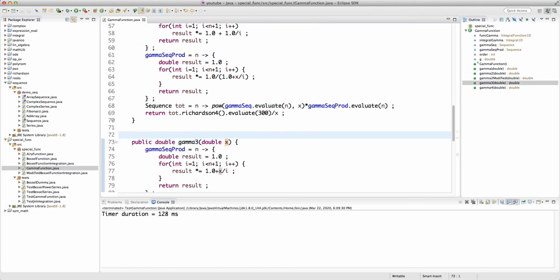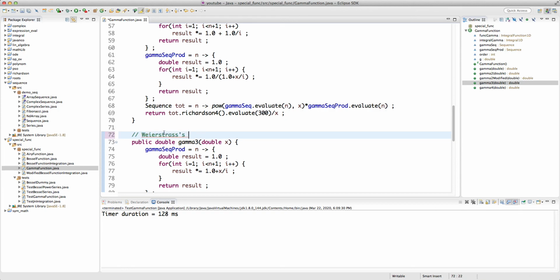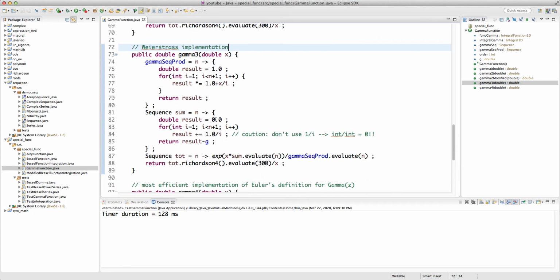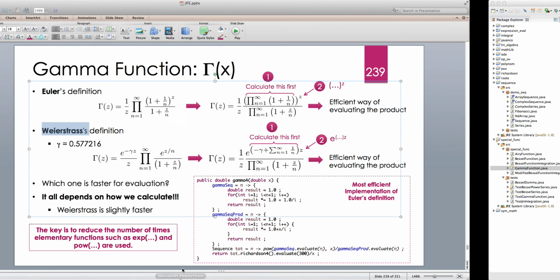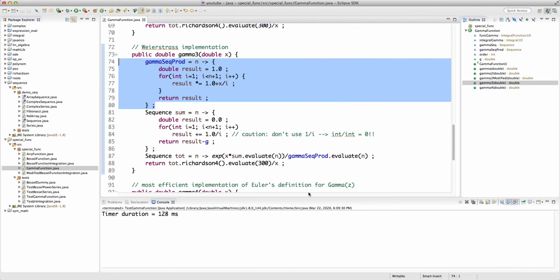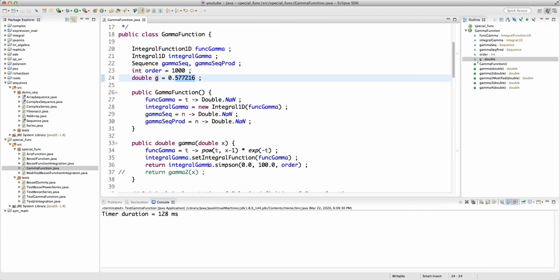Gamma 3 is the Weierstrass definition. So this is the Weierstrass definition implementation. Okay, so we are calculating 1 plus x over i and calculating the product, which is this one, the denominator, and then we are doing the summation in the exponent, 1 over i from 1 to n, and then reducing this by g, which is the Euler's number. All right.